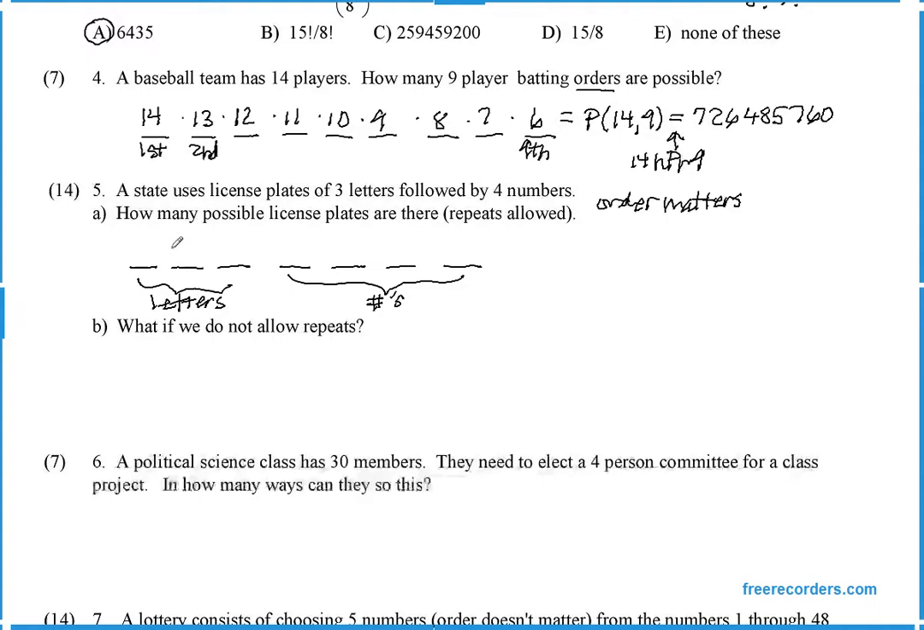So we're allowing repeats. For that first letter there are 26 choices. Since we're allowing repeats, we've still got 26 choices for the second letter and 26 for the third. For the numbers, these are digits. Digits are 0 to 9, so there are 10 digits we could use in that slot. We're allowing repeats, so all the rest have 10 digits for the first, second, third, and fourth number. Then we multiply the number of possibilities at each step of the process.